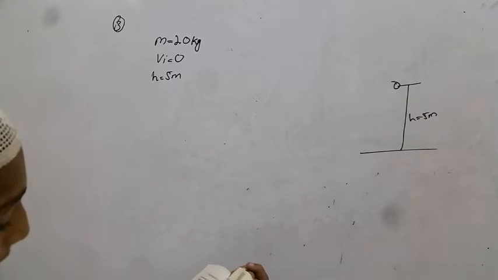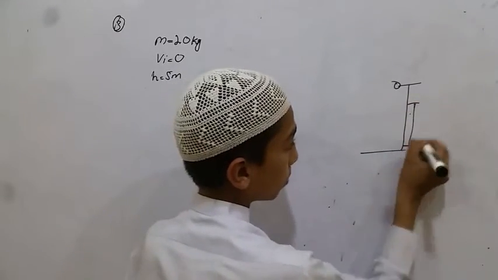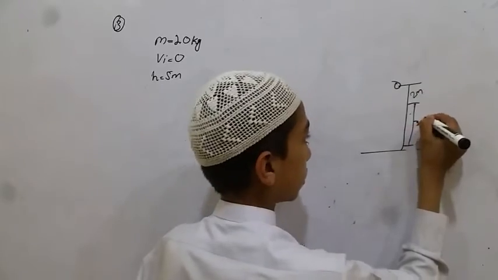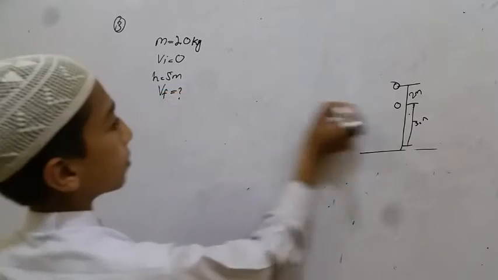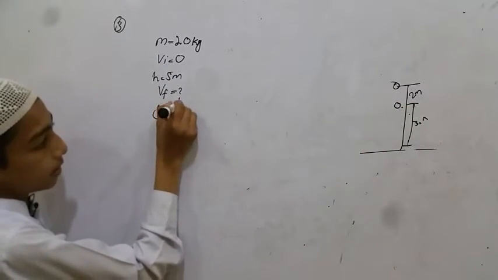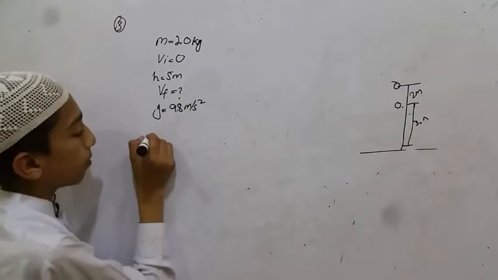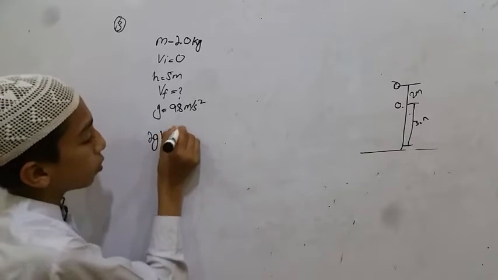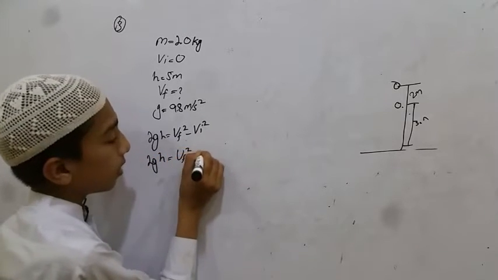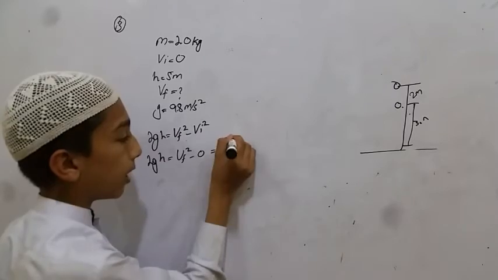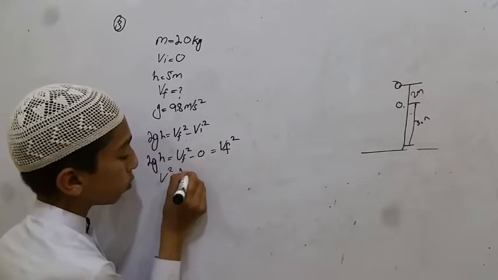What is the velocity at a height of 3 meters? Now it has covered distance 2 meters. The remaining distance is 3. Now we have to find its final velocity at this point. Gravitational acceleration is 9.8 meter per second square. So to find this, we use the third equation of motion. 2gh is equal to vf square minus vi square. So 2gh is equal to vf square minus 0. So v square is equal to 2gh.